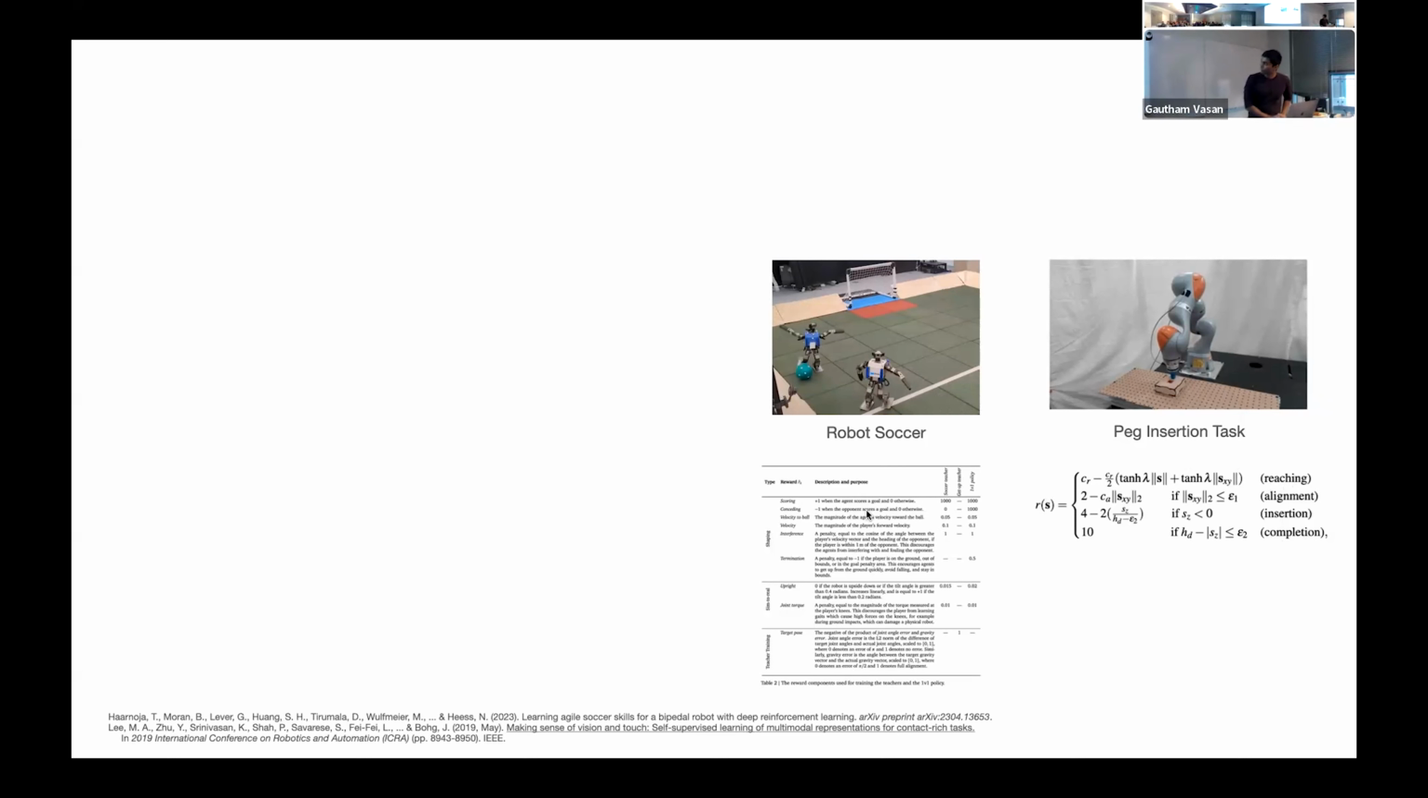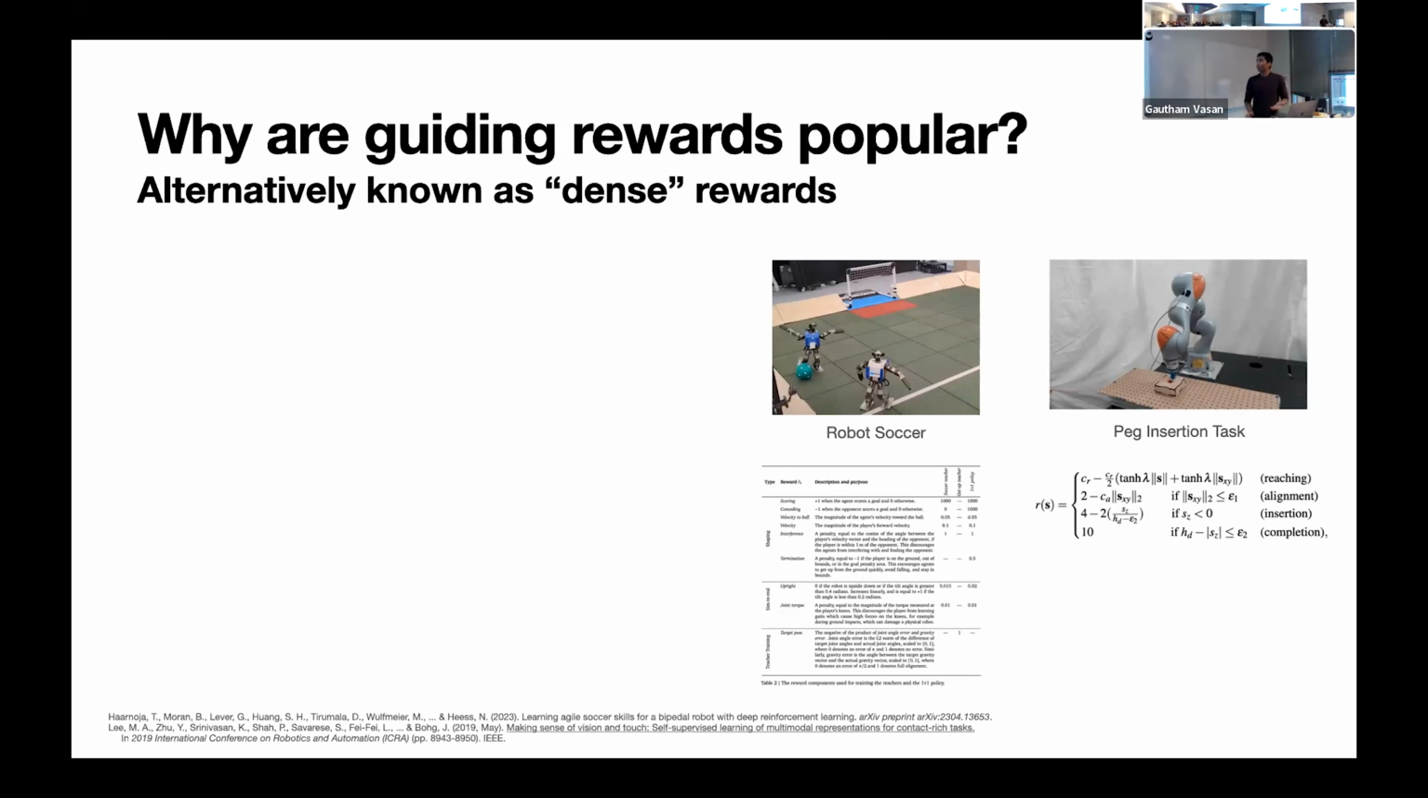This is like a page worth of engineering effort just for getting the reward signal for the RoboSoccer demo. But this is quite contrary to what I said in the previous slide, where we were talking about how you should get minimal feedback. You should not be telling the agent how it's supposed to do something, but this is counter to all that. So another way I'm asking this question is, why are guiding rewards so popular? These are popularly known as dense rewards in the literature, but we call them guiding rewards because they go beyond just specifying a task. They go towards guiding the agent and facilitating learning.